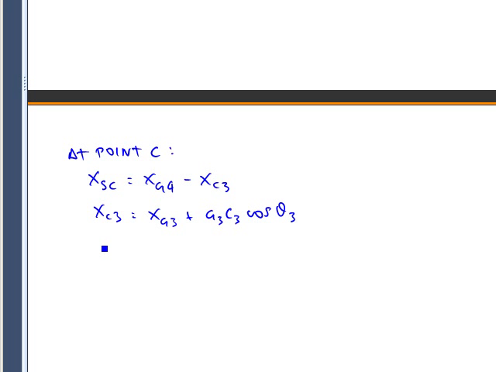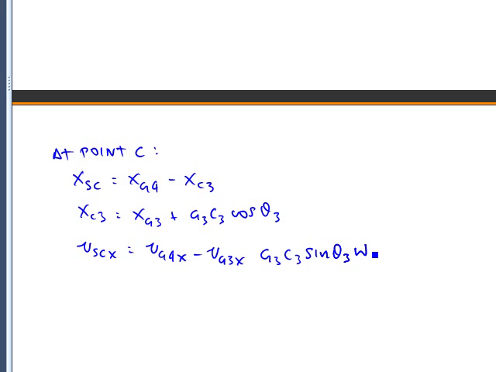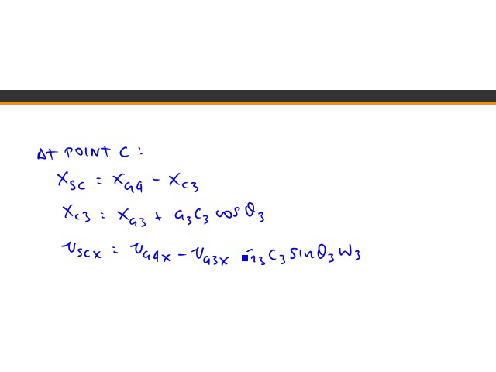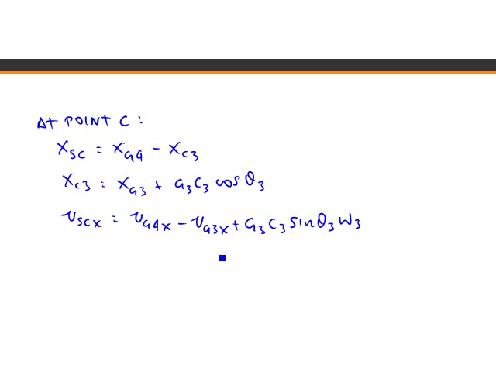And if I want the velocity of the stiff spring at C in the x direction, it's going to be the velocity of G4 in the x direction, which is a state variable, minus the derivative of xc3, so minus vg3x, minus the derivative of G3C3 cosine. The derivative of G3C3 cosine is going to be minus G3C3 sine theta 3 omega 3. I'm subtracting the negative, so I turn that into a positive. Alright, so I think that's right.